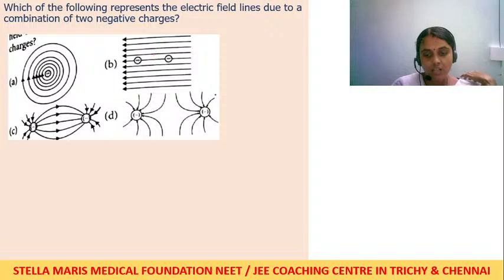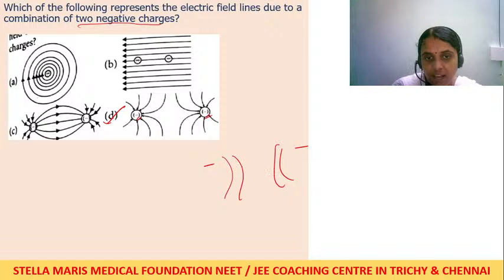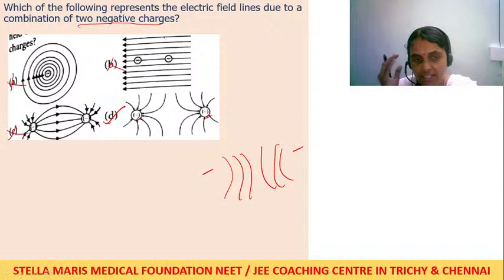Which of the following represents the electric field lines due to two negative charges? So here is one negative charge, and here is the other negative charge. We already know that two like charges will repel each other. We have seen this in the example with positive charges; here they have given negative charges. So both will repel, so this will not come, this will not come. So answer D is the correct answer. Did you understand?